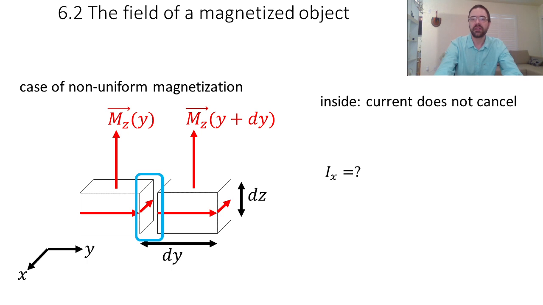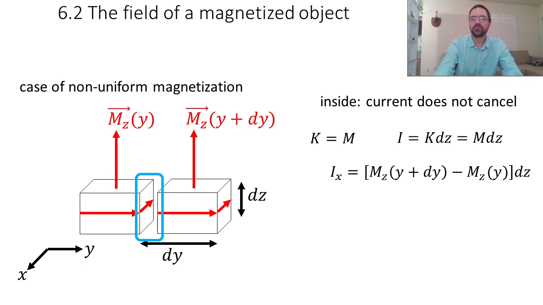Let's calculate what it is. We just showed that the surface current density is equal to the magnetization, K equal M. If we want to calculate the total current, we need to integrate over the thickness of the block. So I is equal to K dz, and since K is equal to M, then I is equal to M dz.